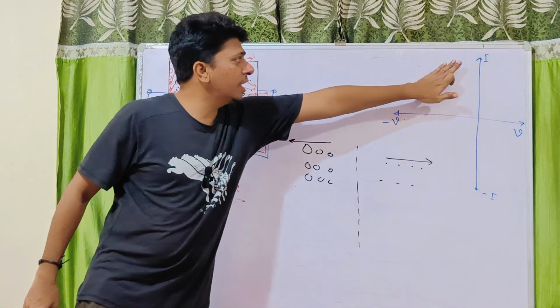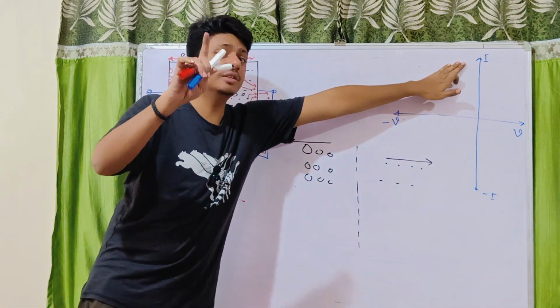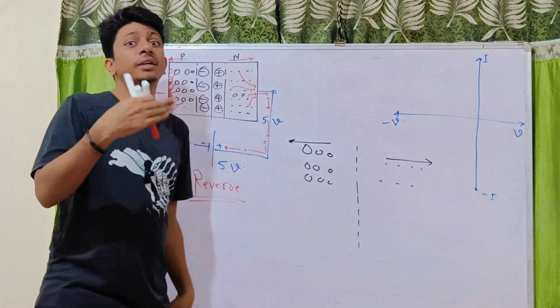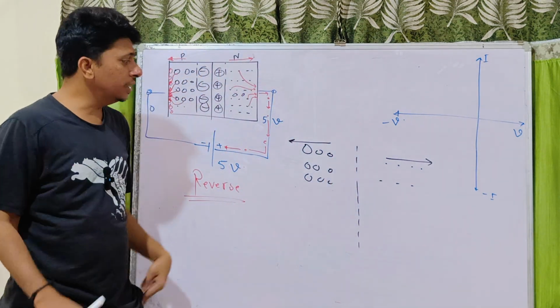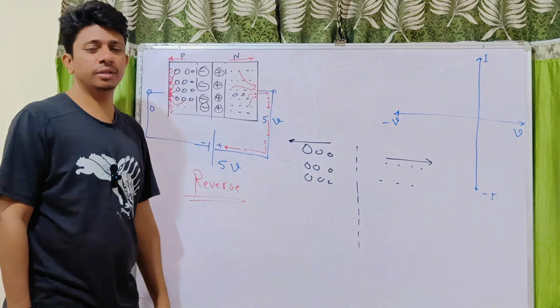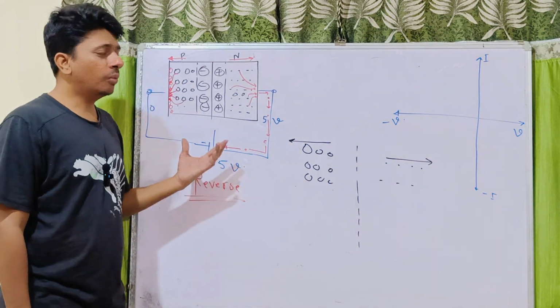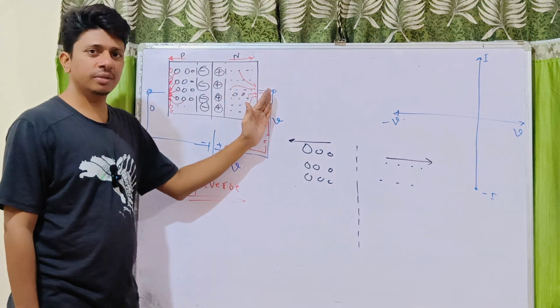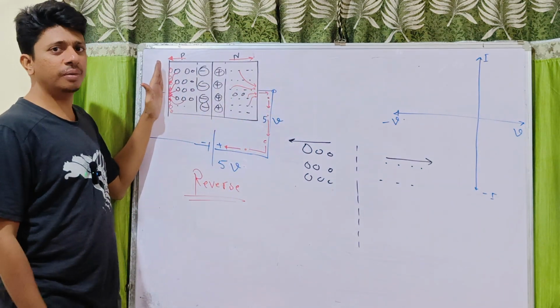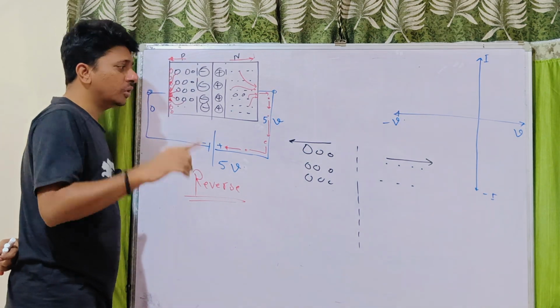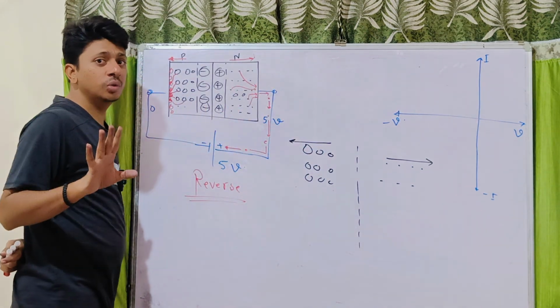So this current, what I told you, is basically because of the charge carrier movement at the junction. So ideally there is no current at this junction. Now when you apply this scenario, what happens? All the electrons will come to that side, all the holes will be attracted to this side, but at the junction there will be no movement of charge, and because of this the current is zero.